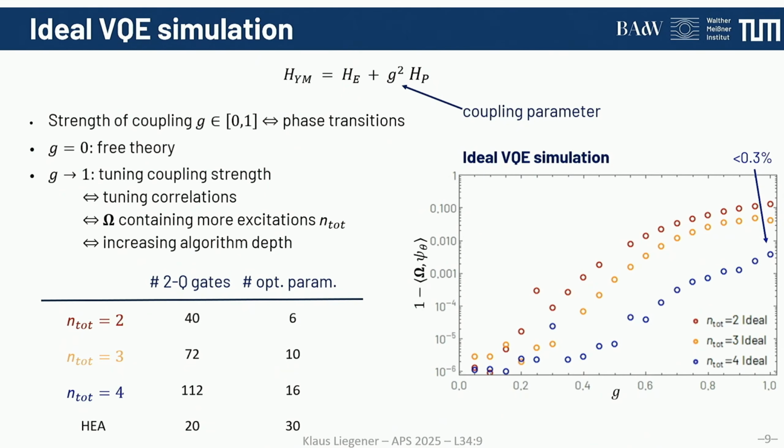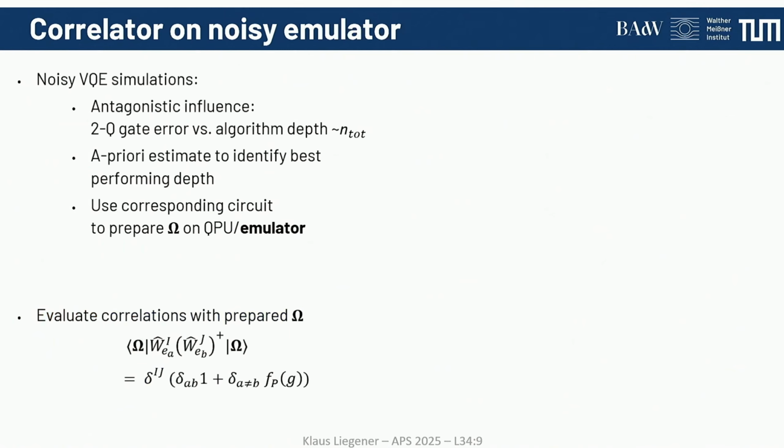Normally nothing is ideal. We have noise. And once you induce noise in the system, you have sort of this antagonistic influence, right? A 2-qubit error means you want shorter gates. We want for more accuracy the deeper algorithm, so they fight against each other. We devised sort of an a priori estimate to help us identify the best performing circuit for a given 2-qubit error of the system. And then we can use this corresponding circuit to prepare really our ground state on a given QPU, in this case today on an emulator, and then we can do some physics with it.